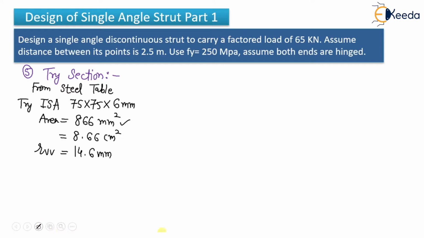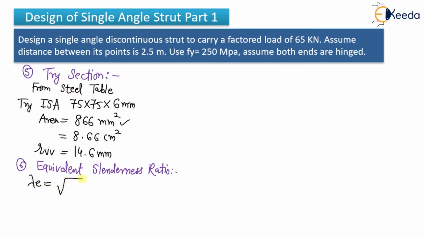So, the next step I have told you is the equivalent slenderness ratio. That is the 6th step. Equivalent slenderness ratio. In short, it is written as lambda E, like this. Lambda E is equal to under root of K1 plus K2 into lambda VV square plus K3 into lambda phi square.